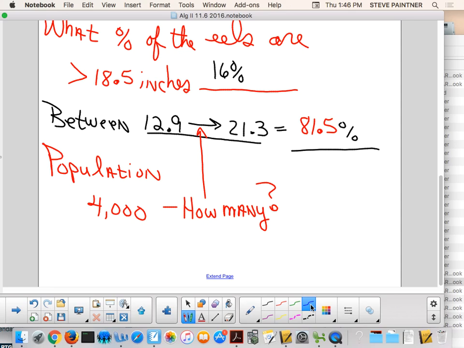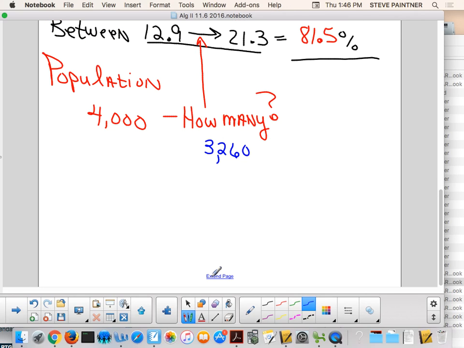Aaron, how many? 3,260. You said 3,260? Okay, Aaron says 3,260 of the 4,000 eels will be between here and here. How'd you figure that out? I multiply 4,000 times the percent. Times the percentage. So when you want a percentage of any number, I'll call it the population, what does of mean? Multiply. It's meant multiplication since you were probably in 7th grade.